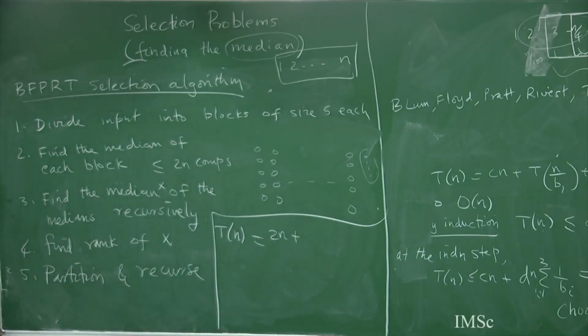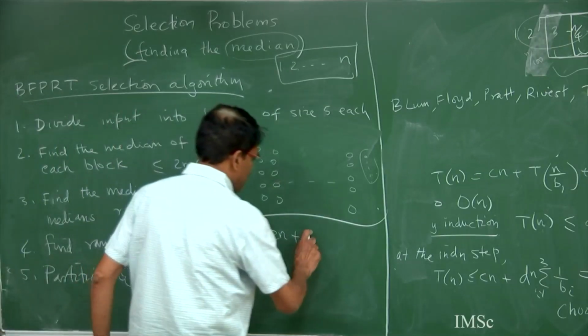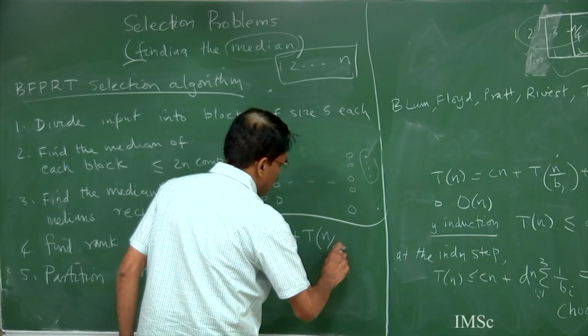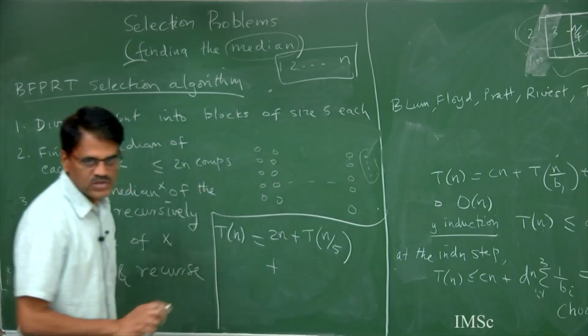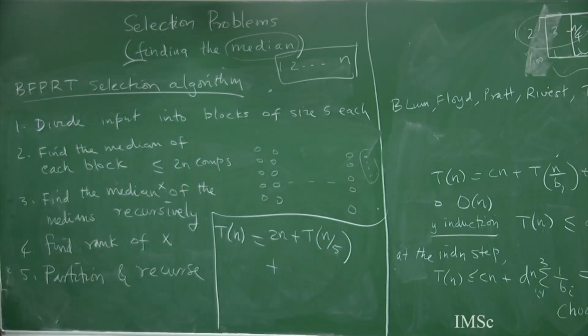Then I am finding the median of the medians recursively. How many medians are there? N by 5, and I am using it recursively. So, what do I put there? T of n by 5, right, and then I am finding the rank of x. How many comparisons does it take? N minus 1, because you are just comparing x with everybody else.